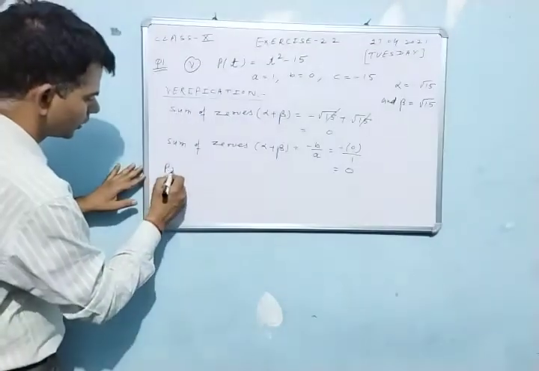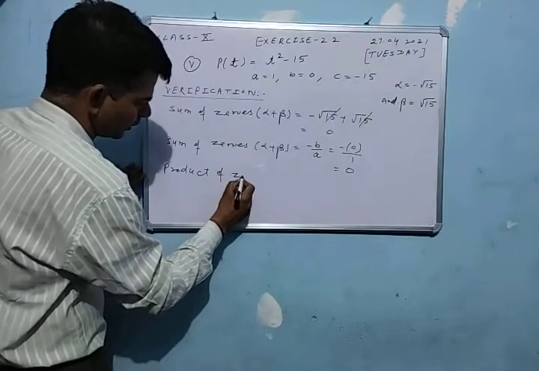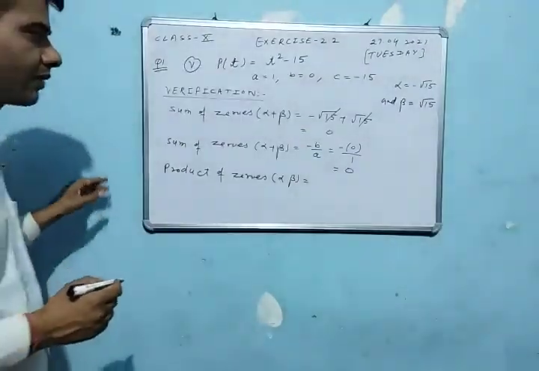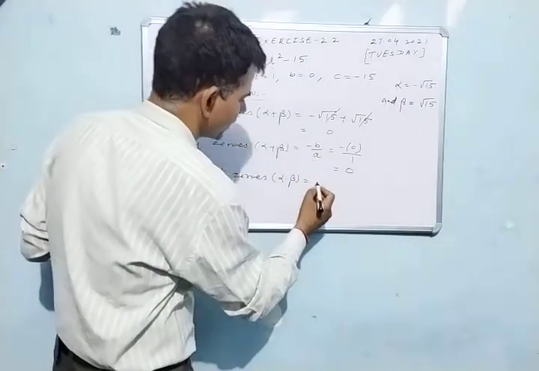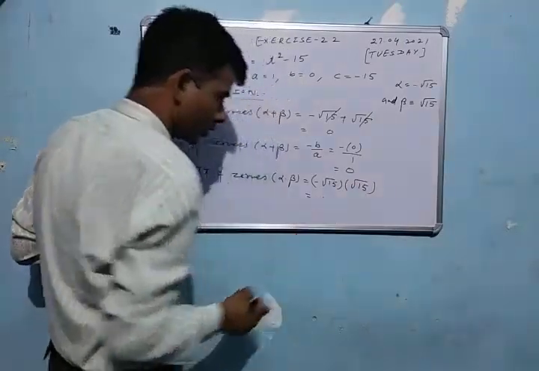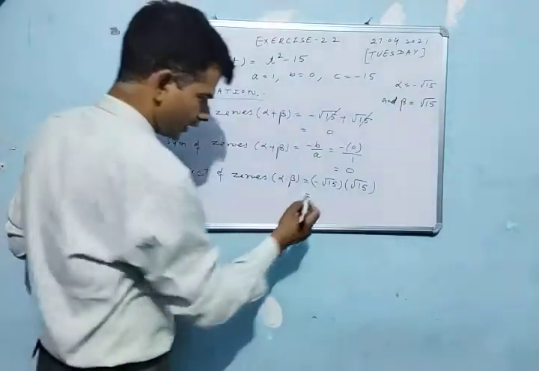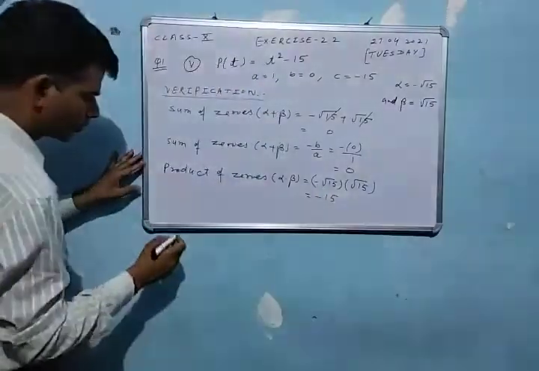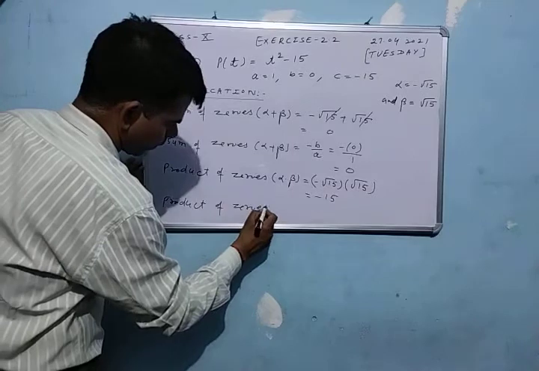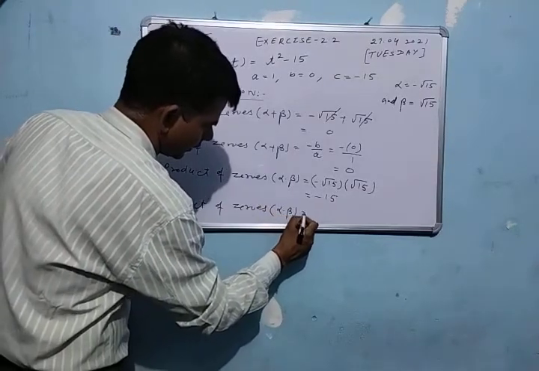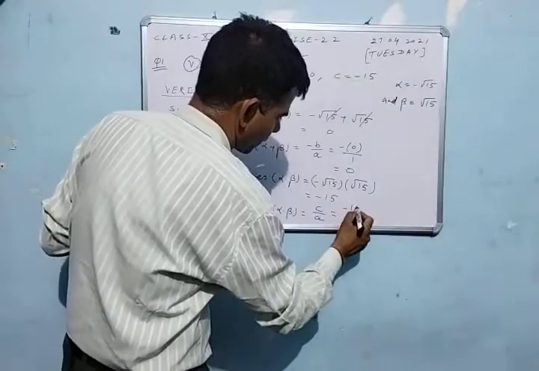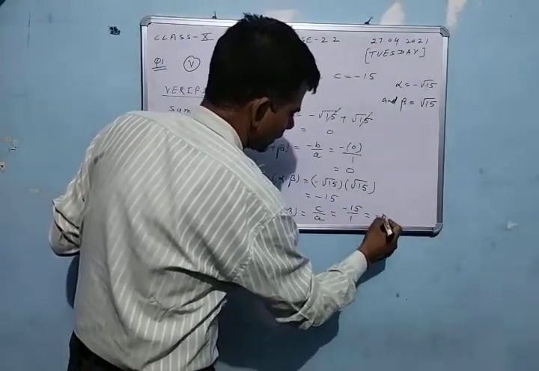Now student, product of zeros, that is alpha into beta. Now student, product of zeros, alpha into beta, that is alpha is minus root 15, beta is root 15. Students, root 15 into root 15, here the minus sign, that is minus 15. Now student, product of zeros by the coefficient formula, that is alpha into beta, that is c by a. Student, what is c? C is minus 15. What is a? A is 1. Minus 15 by 1, that is minus 15.